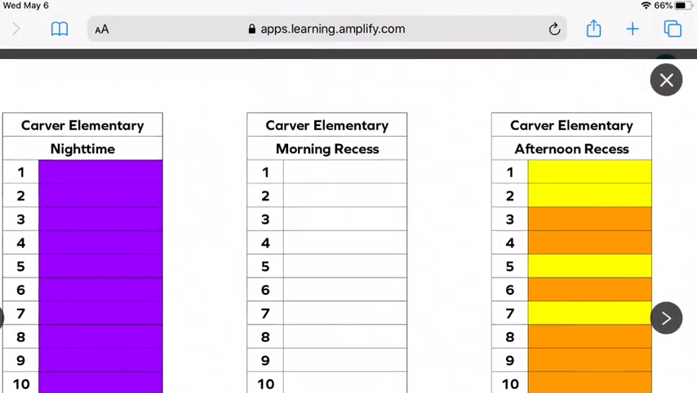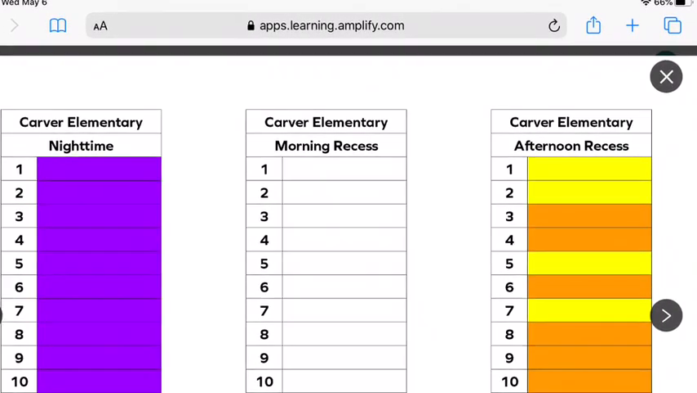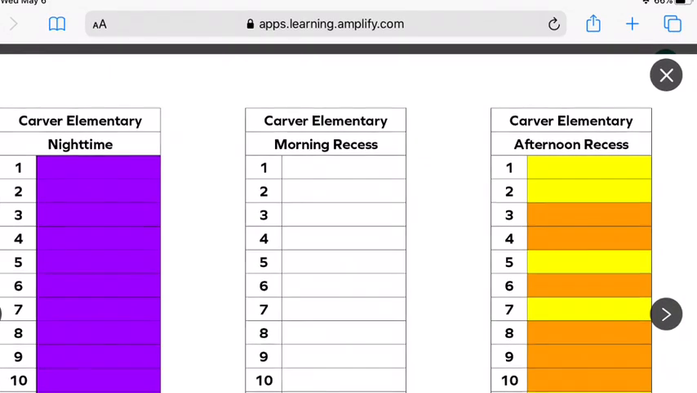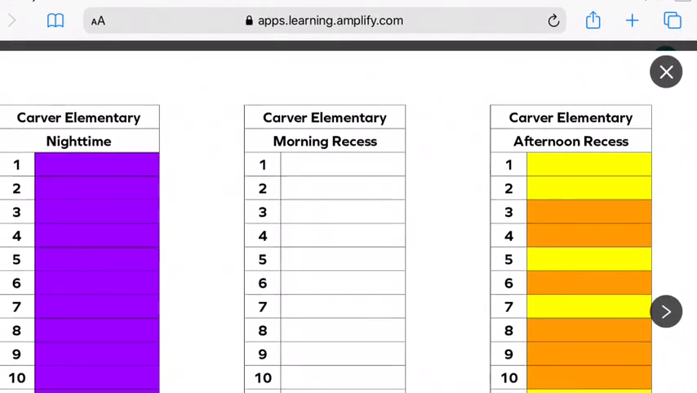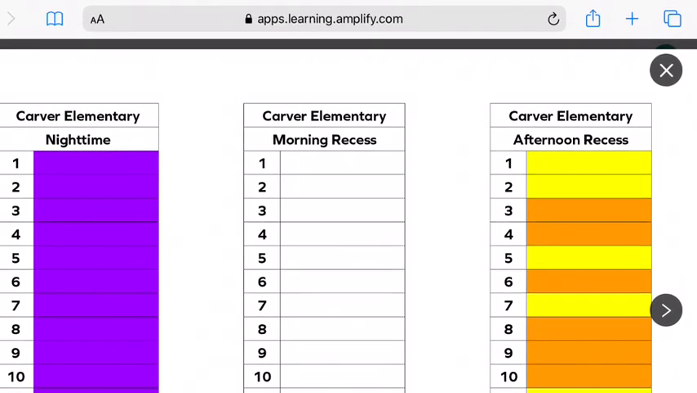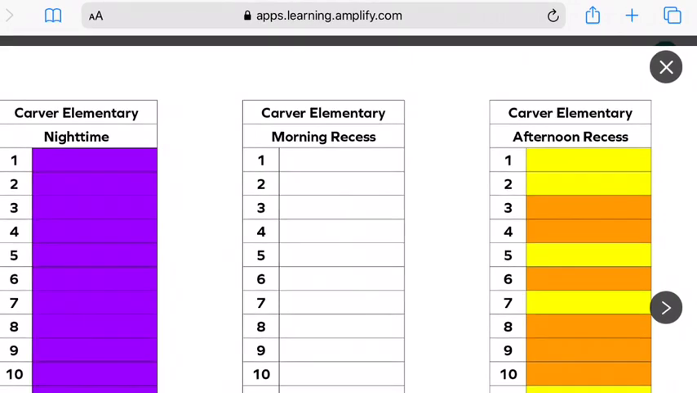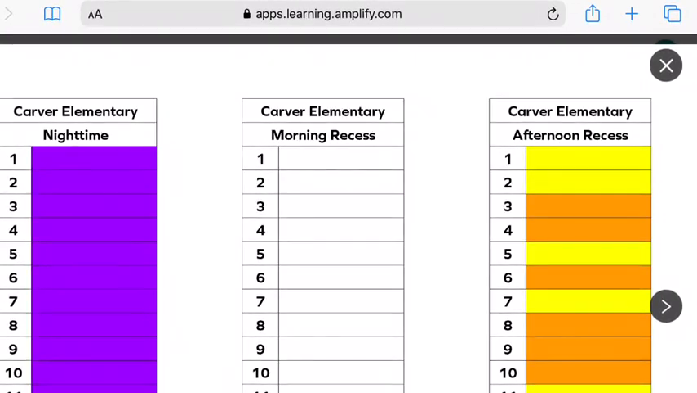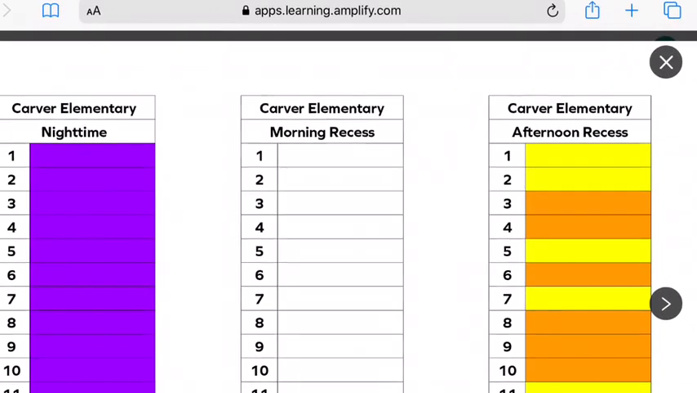So now we're going to look at Carver Elementary's temperature data. And you can see on the left that at nighttime, it was purple every single night, which means that it was very cold on our thermometers. I'm not going to give you the morning recess data yet. We're going to look at the afternoon. So in the afternoon, it was yellow and orange. Remember, yellow means warm and orange means hot.